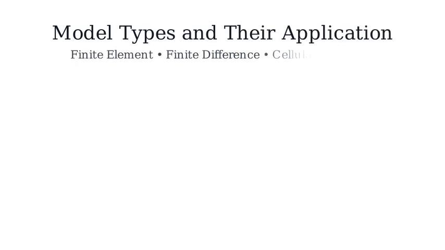Welcome! In this lesson, we will build intuition for three model types used to simulate growing mountain belts: finite element, finite difference, and cellular automata. We will see how each method discretizes space, what it does well, and where it struggles.